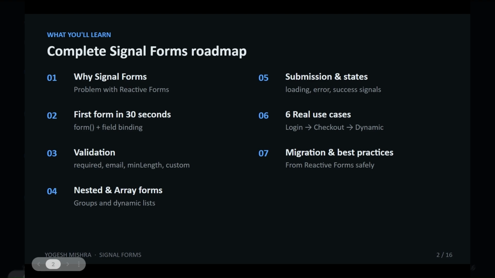Here's a roadmap. Why Signal Forms exist, first form in 30 seconds, validation, built-in plus custom, nested forms and dynamic arrays, submission states, loading, error, success, 6 real use cases, migration tips, and best practices. Everything is production ready, no experimental flags.